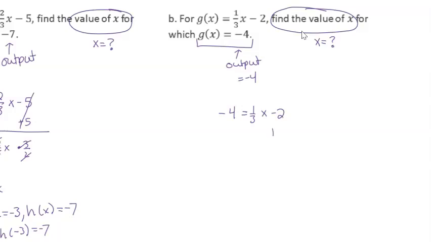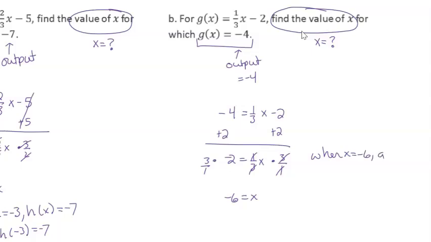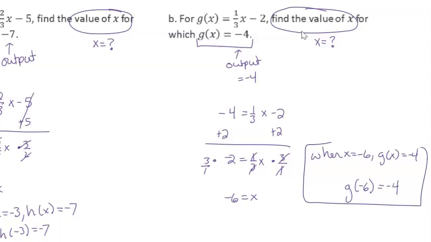And now we solve. We're going to add 2. We get -2 equals 1/3 x. And we're going to times by 3/1. So we get -6 equals x. All right, so what this means is when x equals -6, g of x equals -4, or put it all together, when you take g of -6, that means you plug -6 into function g, the output is -4. You can say it both ways.